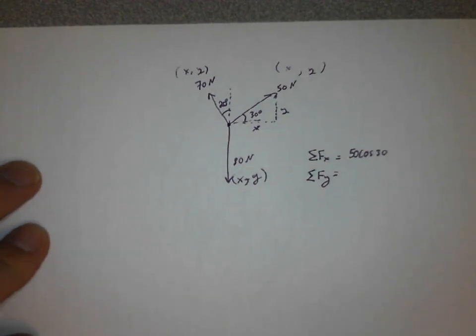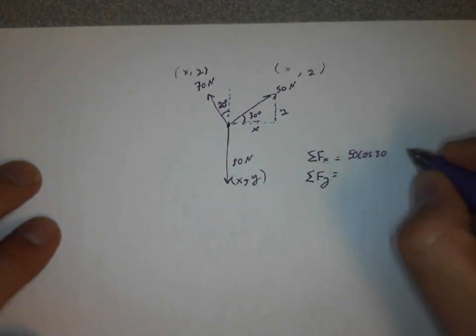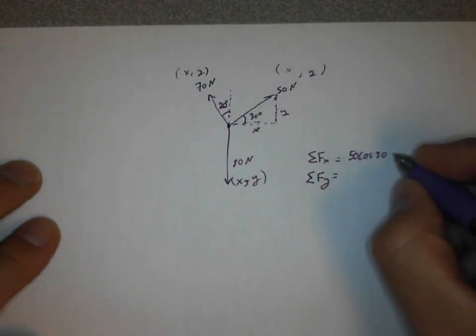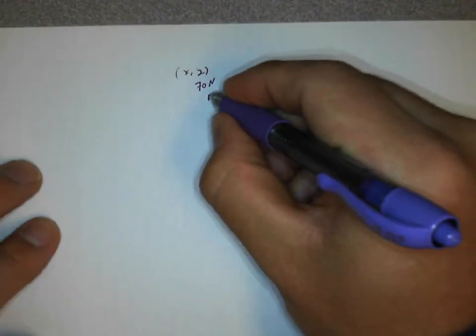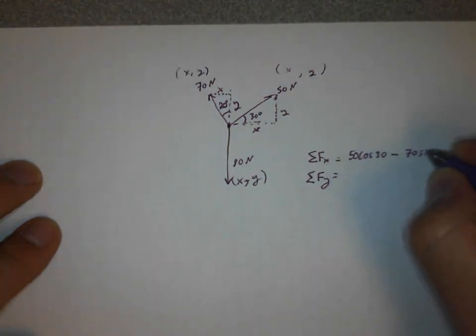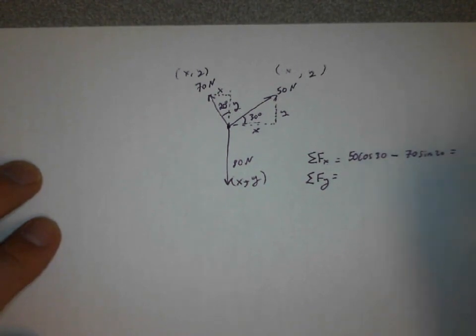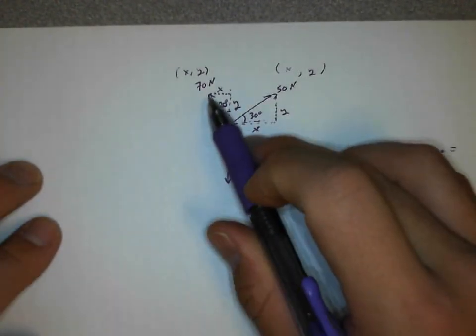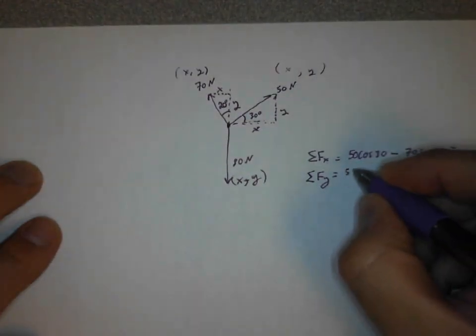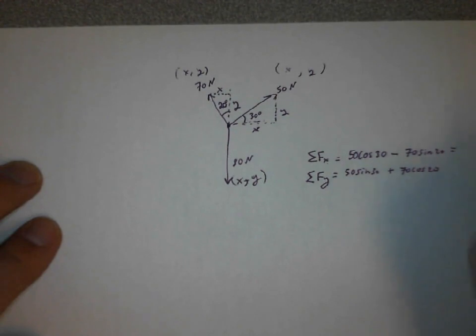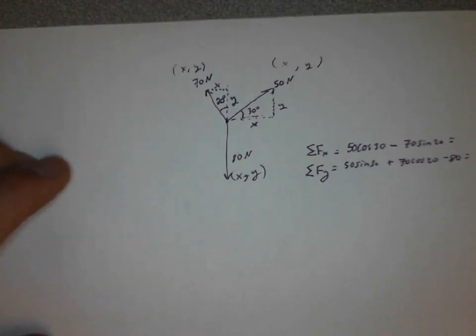Okay, so you do 50 cosine 30, and then here this guy's going to the left, so that's going to be a minus. But if we draw this triangle, here's my x, here's my y, so this actually ends up being 70 sine 20. It's going to equal some number. Okay, let's look at our y real quick. Both of these vectors are going up, which are positive directions, so I get 50 sine 30 plus 70 cosine 20. But I'm going to minus 80 off because 80 is going down, and then I'm going to get that value.